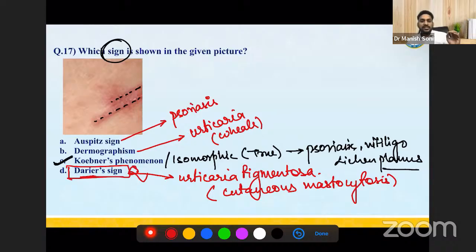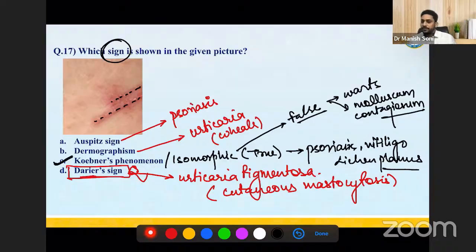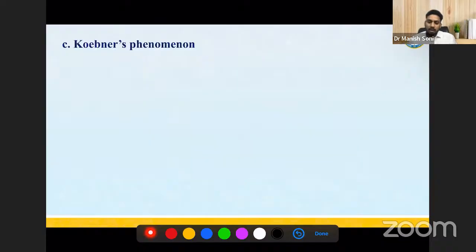Then Auspitz sign is seen in psoriasis, and Koebner's phenomenon or isomorphic phenomenon, which is true, is seen in psoriasis, vitiligo, and lichen planus. But if false is written, false Koebner's, then it is seen in warts and molluscum contagiosum. Very good. So answer is C, Koebner's phenomenon.